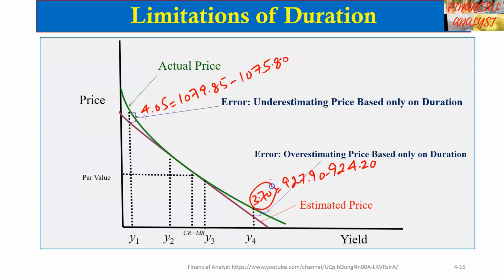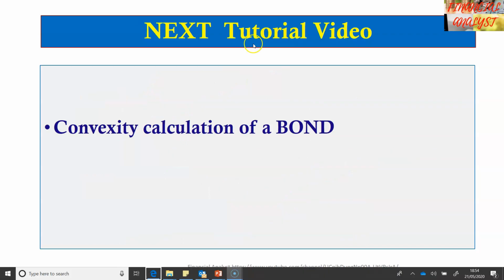These two errors also confirm another statement that we made previously, and that is that the value increases at increasing rate and the value decreases at decreasing rate. In the next tutorial video, we will cover convexity and its calculation for a bond.